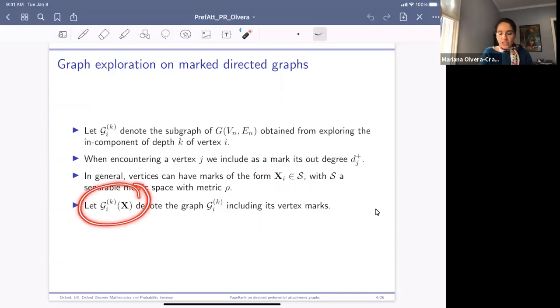So this is my notation for the marked in component of vertex I of depth K. I start at I, this is the graph structure, this is the depth of that component, and this just denotes a generic mark. It's not referring to any particular value, just the type of the marks.